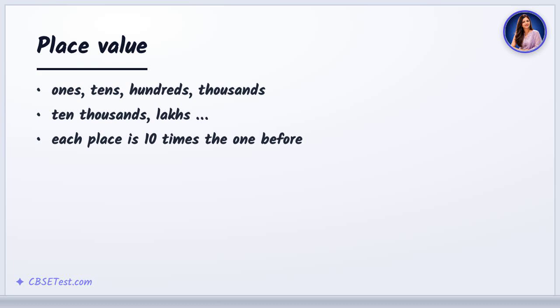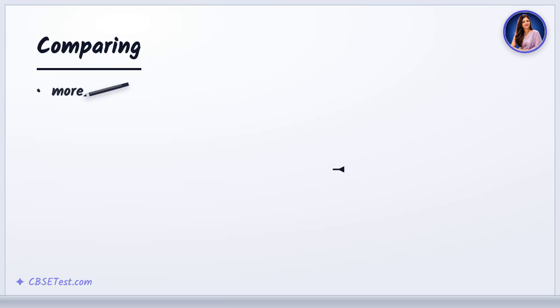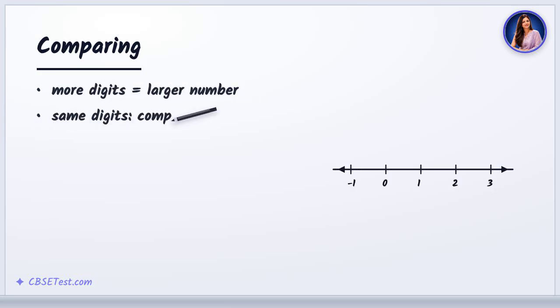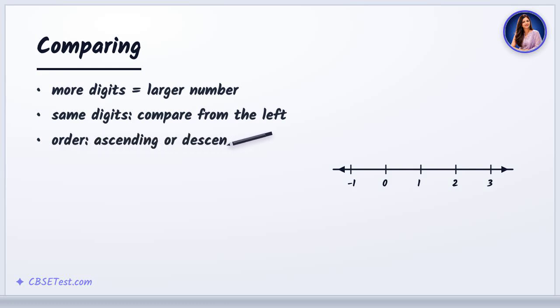Place value lets us read big numbers. A number with more digits is larger. With the same number of digits, compare from the left. Then we can put numbers in ascending or descending order.